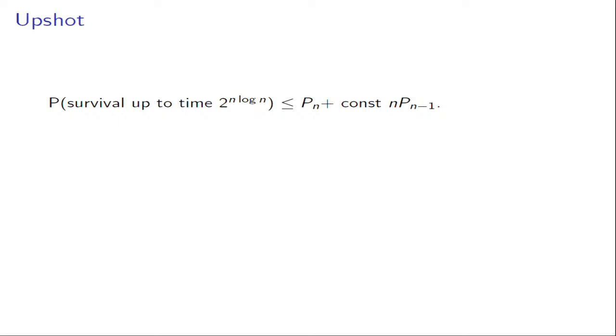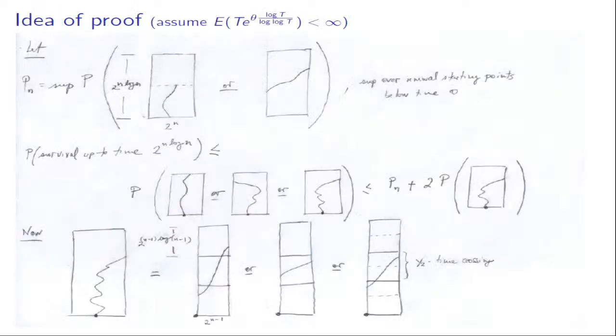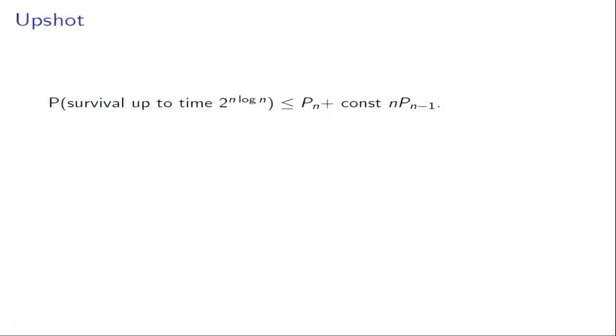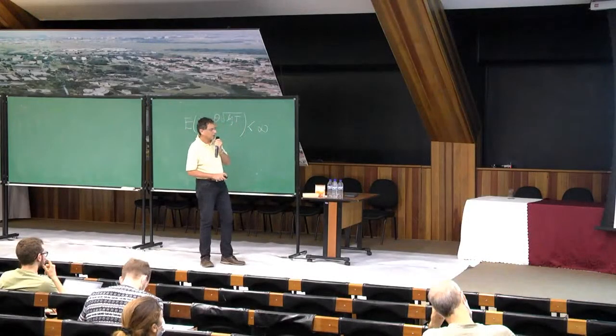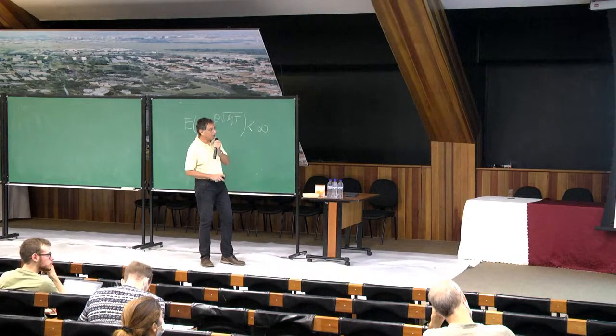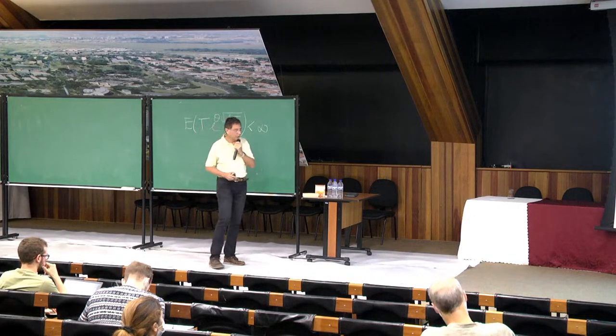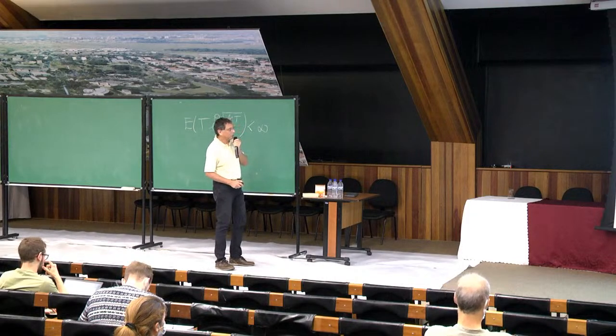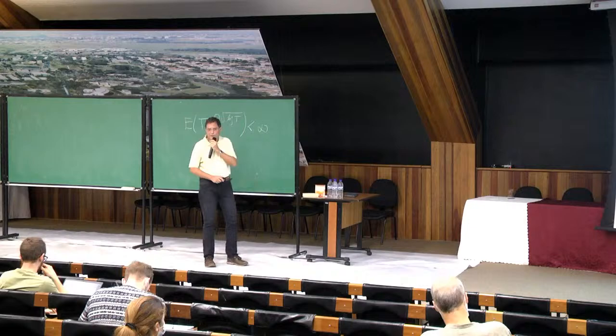So you get Pn minus 1 here from the fact that you have gone one scale down, right? And the n here comes from the number of rectangles that you find. And so you get this bound. So in order to get that the probability of survival goes to 0, that's what we want to prove, right? That's the survival up to a large time goes to 0 as the time increases.